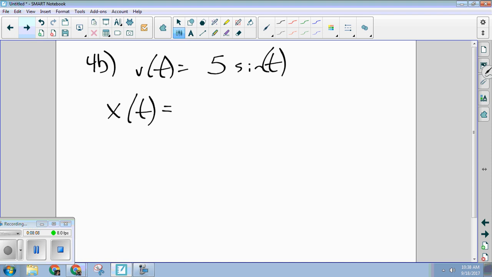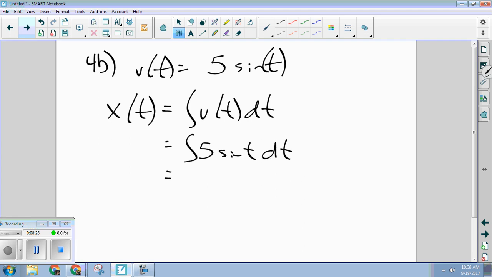The difference is now instead of taking a definite integral, I'm going to take an indefinite integral. And what do you have to do when you do the indefinite integrals? You get the plus c, right? That's what makes it indefinite. So it's the integral of v of t with respect to t. That's the integral of 5 sine t with respect to t. That's negative 5 cosine of t plus c.